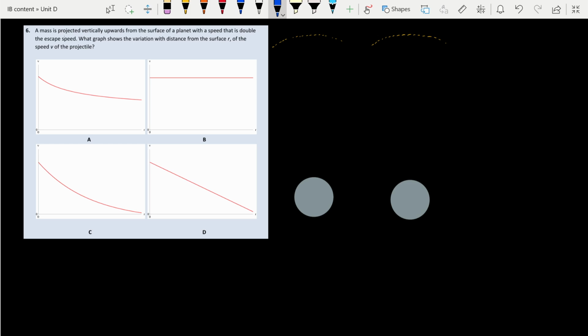A mass is projected vertically upward with how much speed? The speed that is double of escape speed. So you have to identify the correct speed and distance graph.